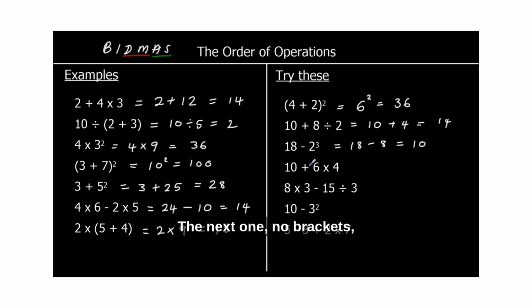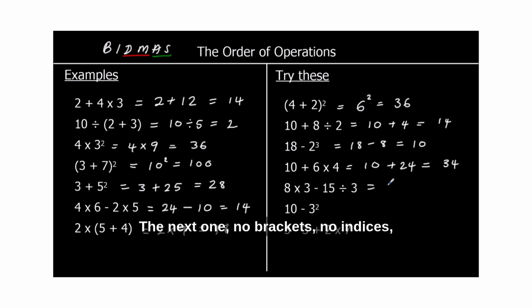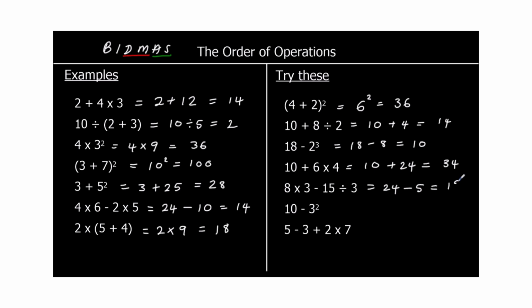The next one, no brackets, no indices, but we have a multiplication. So we'll do that. 6 times 4 is 24. So we've got 10 plus 24, which is 34. The next one, no brackets, no indices, but we've got division and multiplication. So we'll do them at the same time. We've got 8 times 3, which is 24. And 15 divided by 3, which is 5. So 24, take away 5, 19.